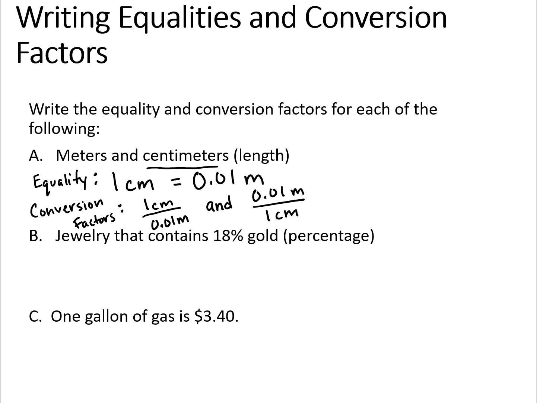Okay. Then what we're going to do is I'll give you one that's similar to the one I just did. So we just did meters and centimeters. I'll give you another metric one that you can figure out. Grams and nanograms. You need to write the equality and then also write the conversion factors. I'll give you 2 minutes and then I will jump in.